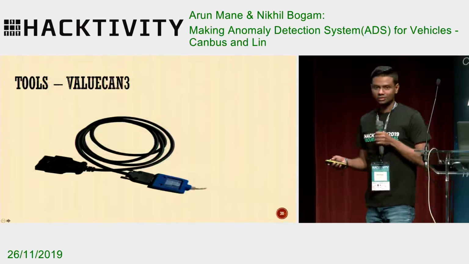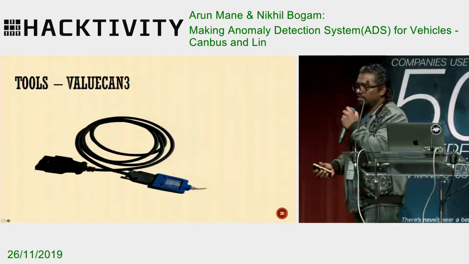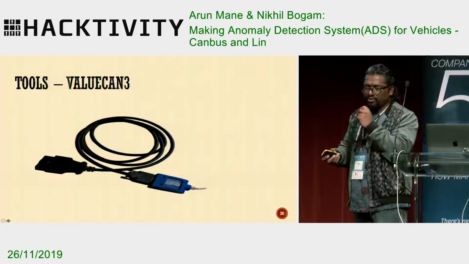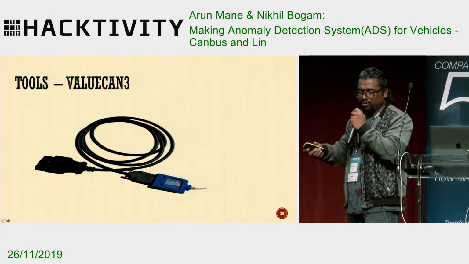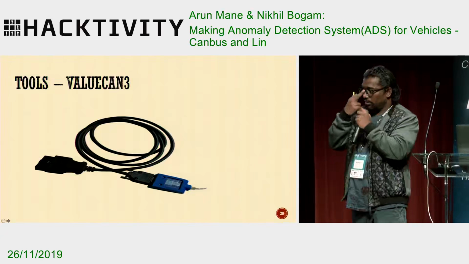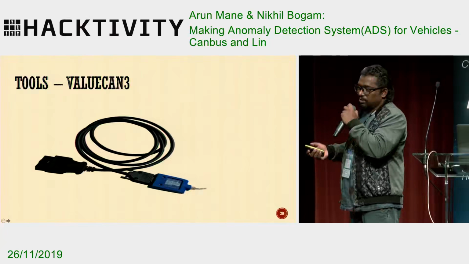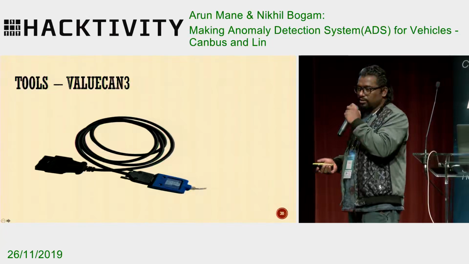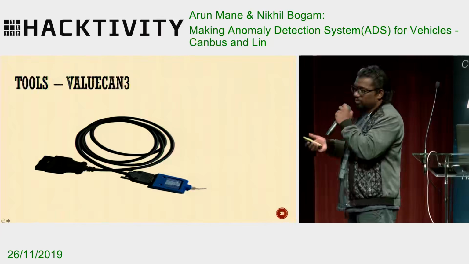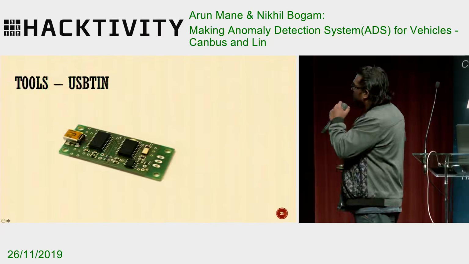Okay, the next part is about the tools, and Arun will take over on it. We understood CAN bus and LIN. The only thing is, what kind of devices we used for attacking the LIN protocol and the CAN bus protocol. Valuecan 3 is one of the commercial tools from Intrepid, and it costs around $300 to $400, and the software, Vehicle Spy, is also costly, more than $2,000.